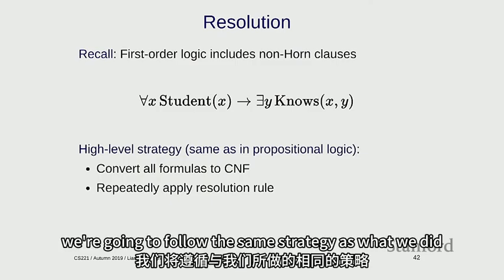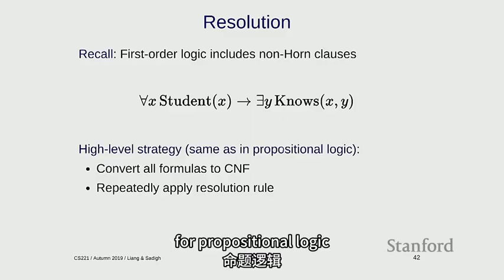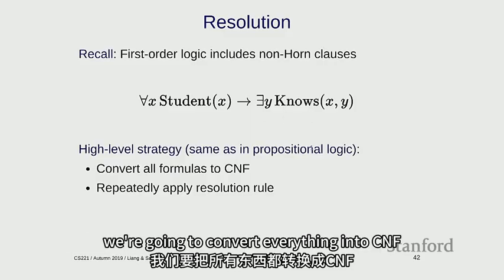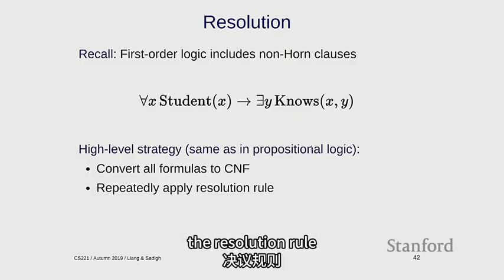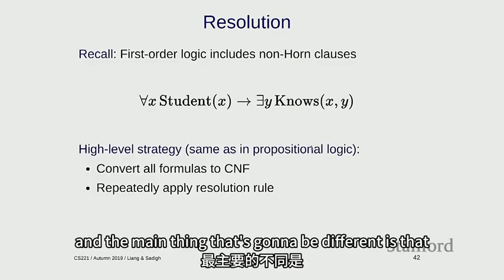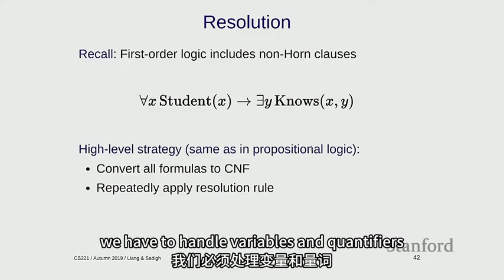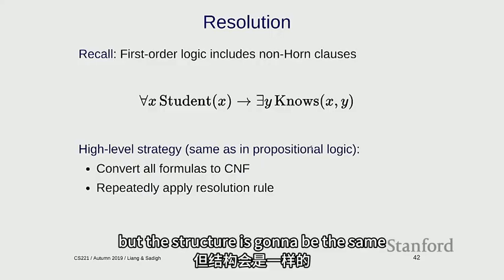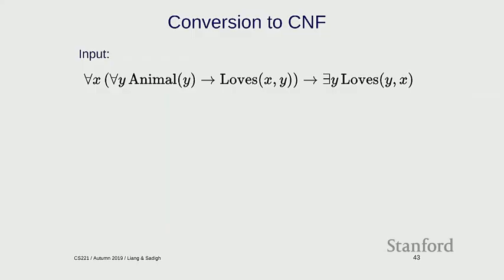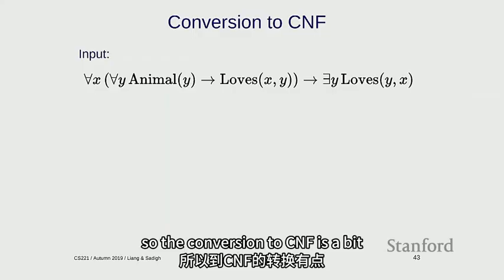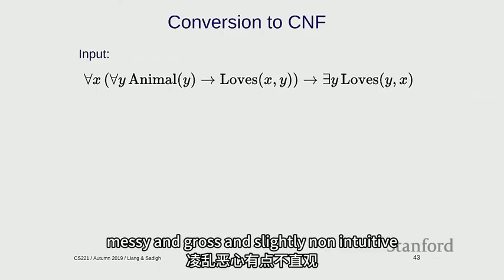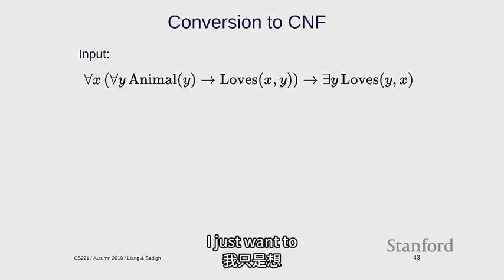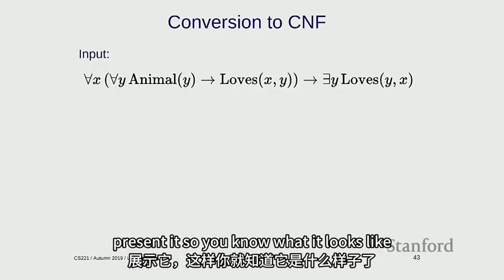We're going to follow the same strategy as what we did for propositional logic. We're going to convert everything into CNF, and then we're going to repeatedly apply the resolution rule. The main thing that's going to be different is that we have to handle variables and quantifiers and use substitution and unification. But the structure is going to be the same. The conversion to CNF is a bit messy and gross and slightly non-intuitive. I just want to present it so you know what it looks like.